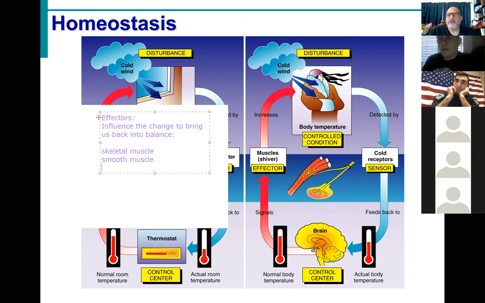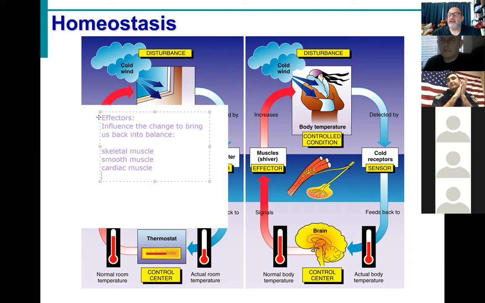Well, skeletal muscle, smooth muscle, is there any other type of muscle? Cardiac muscle. Cardiac muscle can also be an effector. Like I said, if you ran around the room 16 times, not only would your blood vessels dilate with the smooth muscle, but your heart would beat faster as well to pump more blood. And one more thing can be an effector. All three types of muscles can be an effector. What's the fourth thing that can be an effector? Glands. Perfect. There you go. Glands.